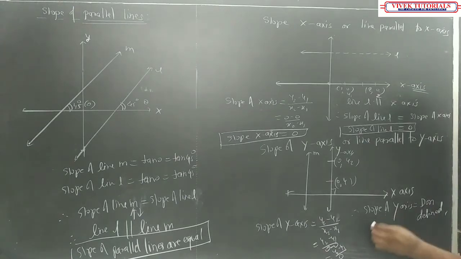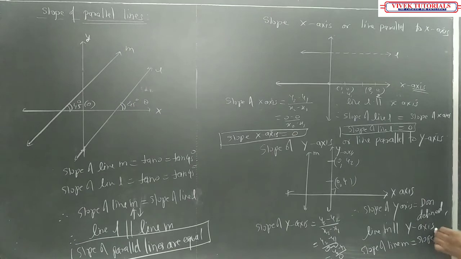And line M is parallel to y-axis. Slope of line M is equal to slope of y-axis. So it is also not defined. Have you understood this? So students, please keep in mind.